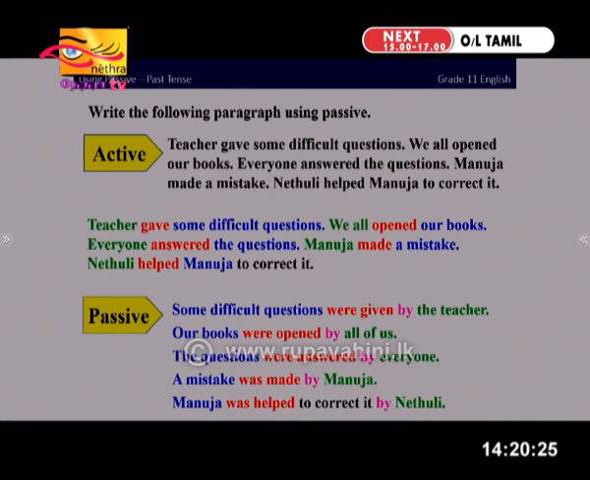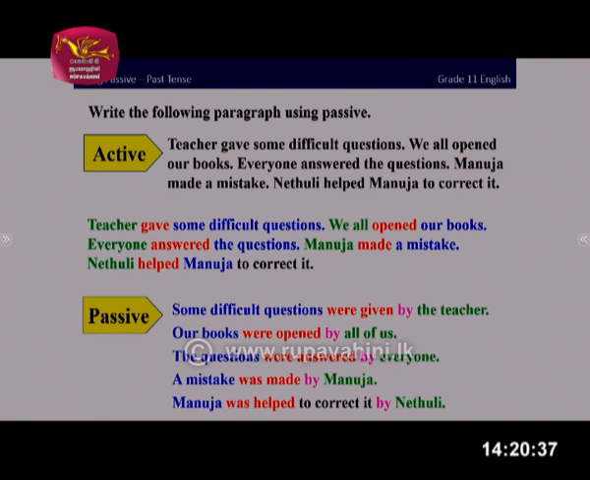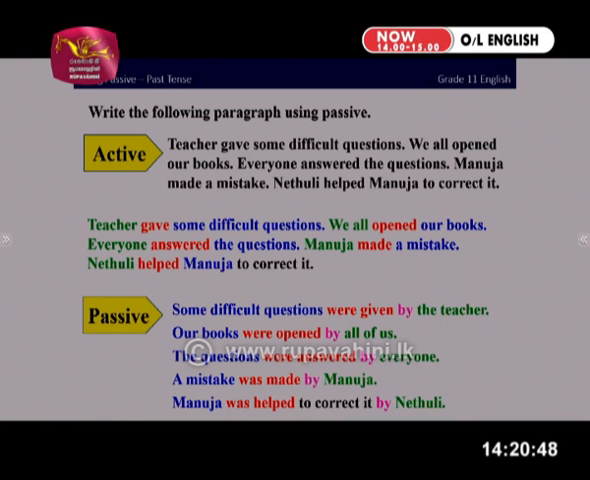Right. Teacher gave some difficult questions. So what should come first in that sentence? Very correct. Some difficult questions. It's plural, therefore were given by the teacher. Right. We all opened our books. What was opened? Our books. So that comes in front. Our books, plural, therefore were opened. Who opened the books? We opened, so by all of us.